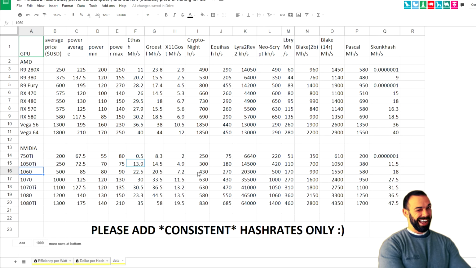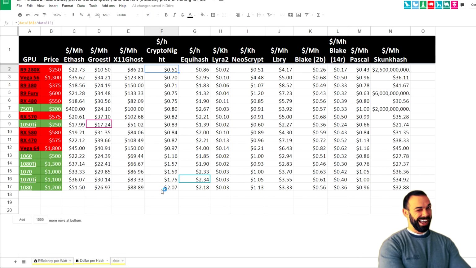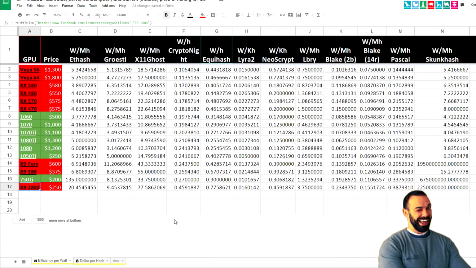Almost any other card will save you money in the long run. So I'm talking about 8, 10, 12, 18, 24 months. These other cards will save you money, if that makes sense. So think of the dollars per hash as being your 3 to 6 month business plan, and the efficiency per watt being your 6 month to 2 year business plan.